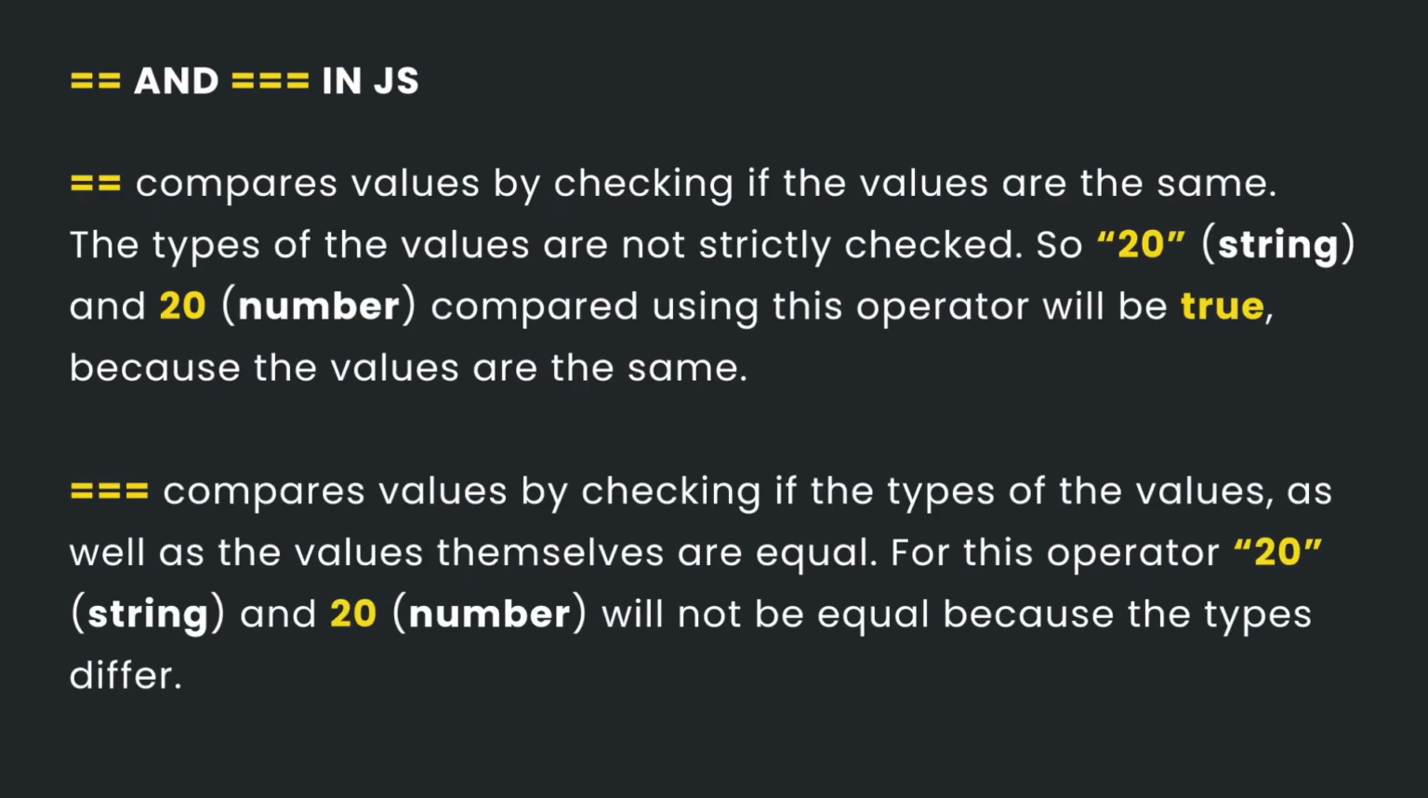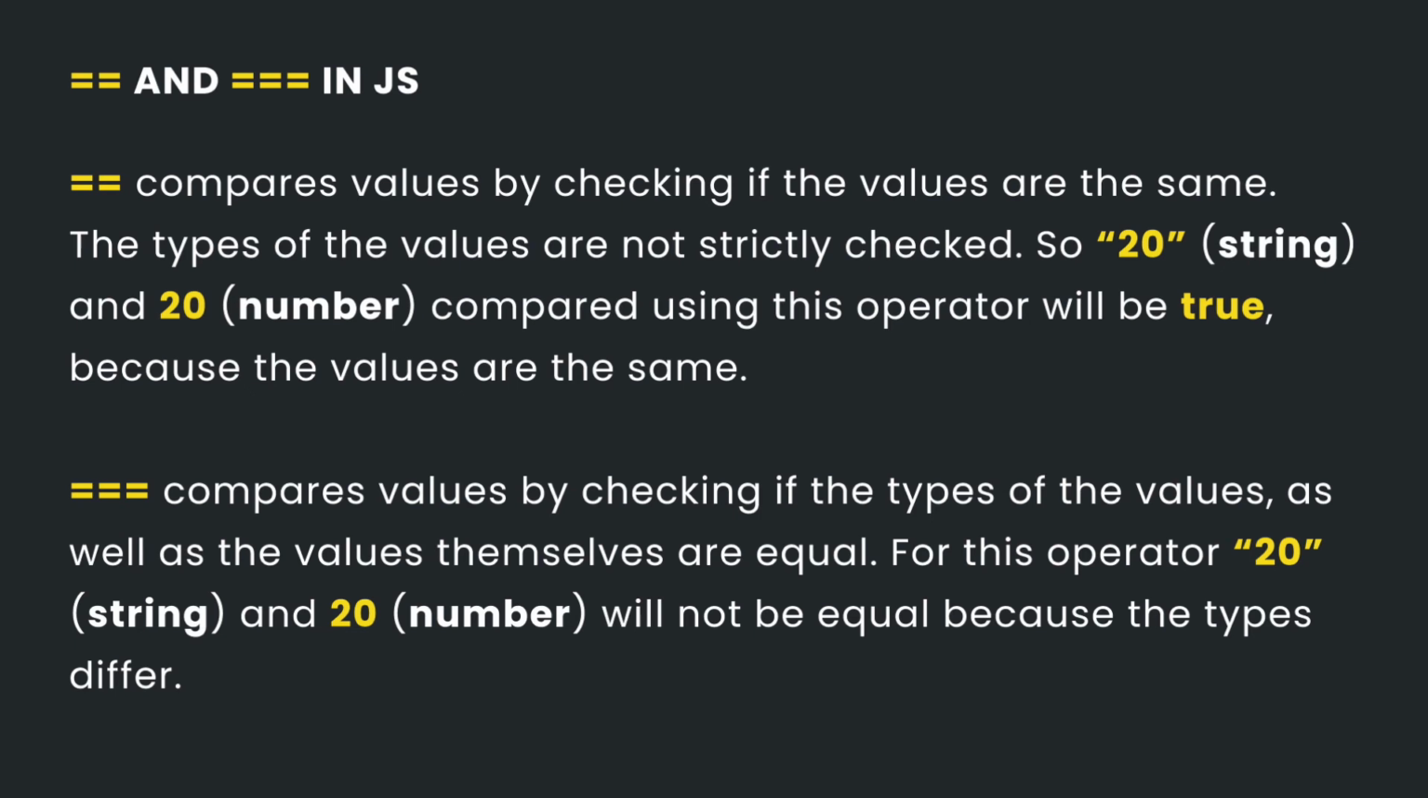The double equals compares values by checking if the values are the same. The types of the values are not strictly checked, so with 20 being a value with a string type and 20 being a value with a number type, when they are compared using this operator, you actually get true, because even if the types are different, the values are the same.